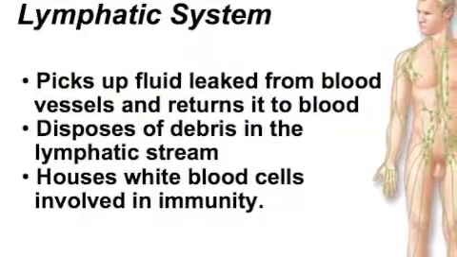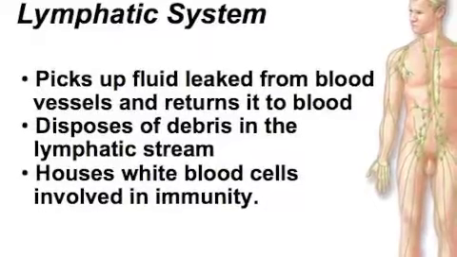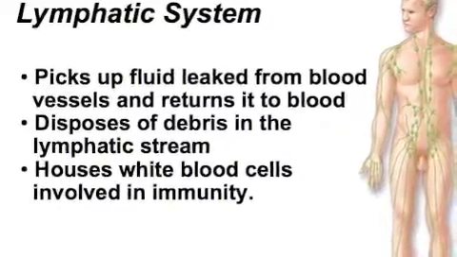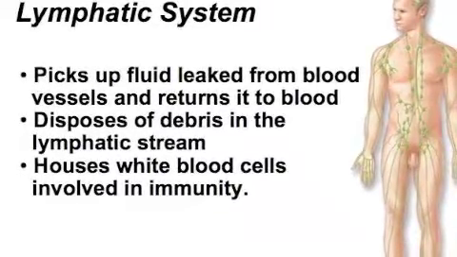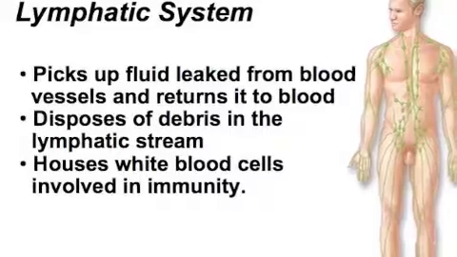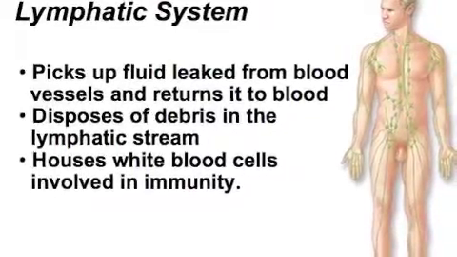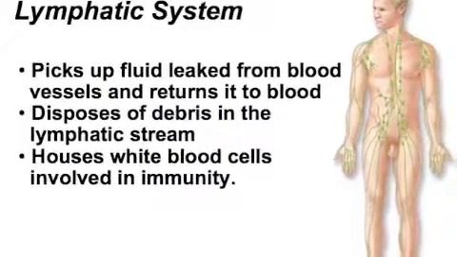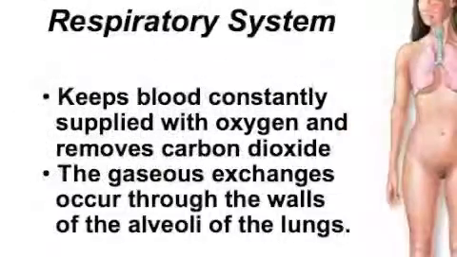But along the way, it travels through lymph nodes, and lymph nodes are like sieves: debris and other junk we don't want, bacteria for example, can be trapped in there and destroyed. Those lymph nodes house a lot of white blood cells that are involved in giving you immunity. Unfortunately, this also gives cancer a way to travel through the body.